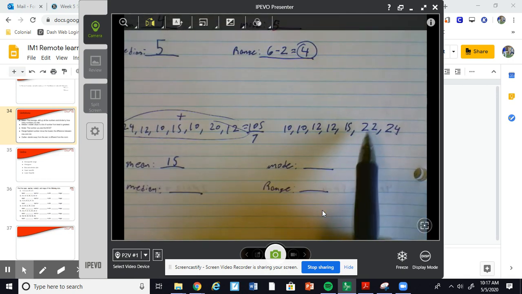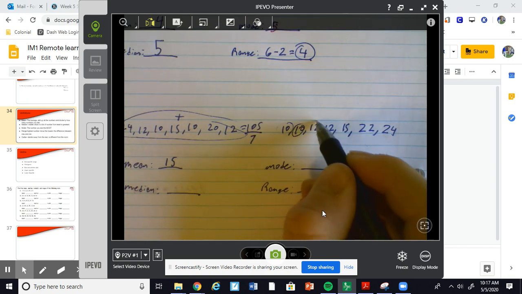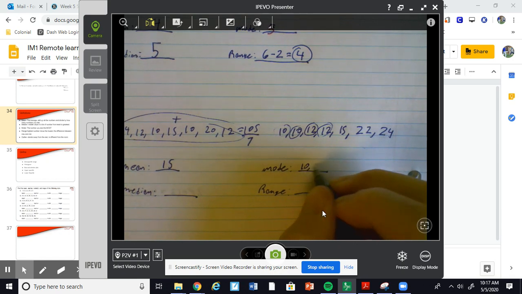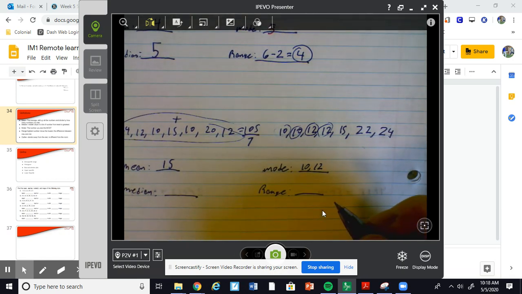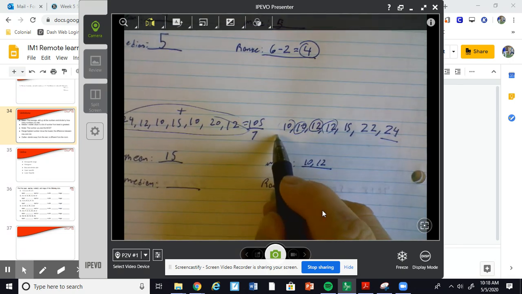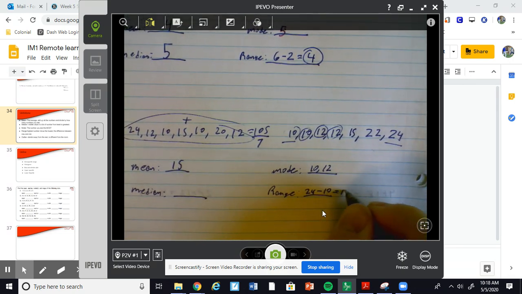So the mode is the number that occurs the most. We see that there's a 10 and a 10, a 12 and a 12. So there's 2 of those, where we allow the number to have 2. So we see that there's 2 sets of numbers. Okay, so we're allowed to have that. Range is our highest number subtracted by our lowest number. So 24 minus 10 equals 14.